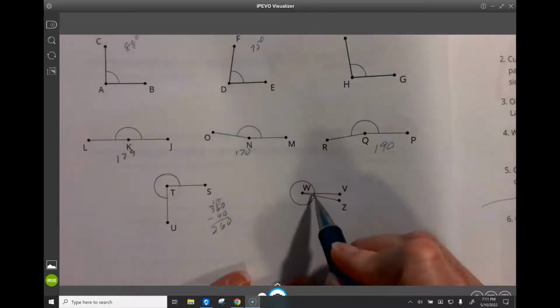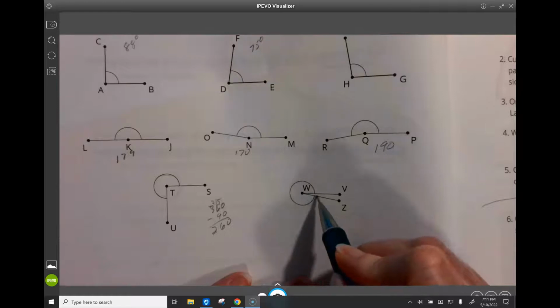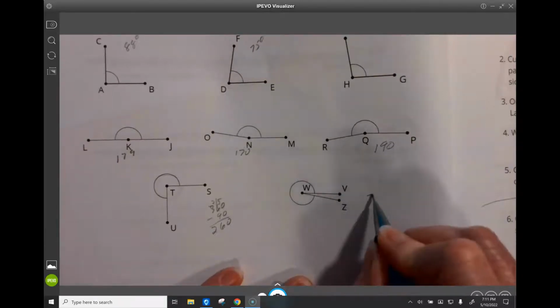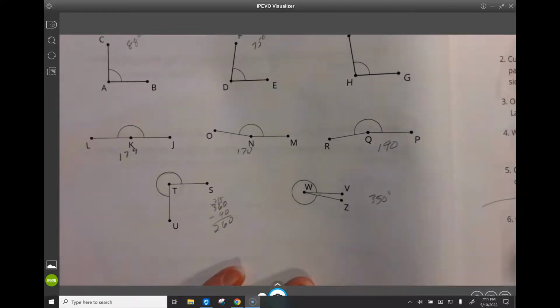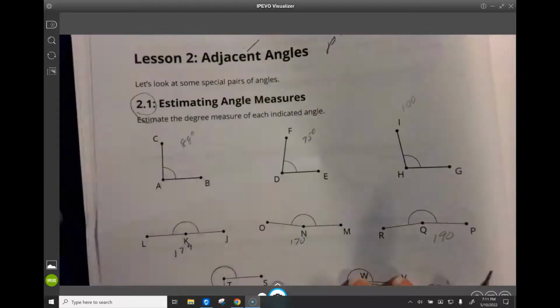And on this one down here, oh my gosh, look all the way around. There's just a little part that's not. So this looks like it's just about 10 short. So I'm going to say that's 350. Okay? And I'll tell you how we're going to measure that one in just a second. So let's pull out our protractors. Let's see how close we were.